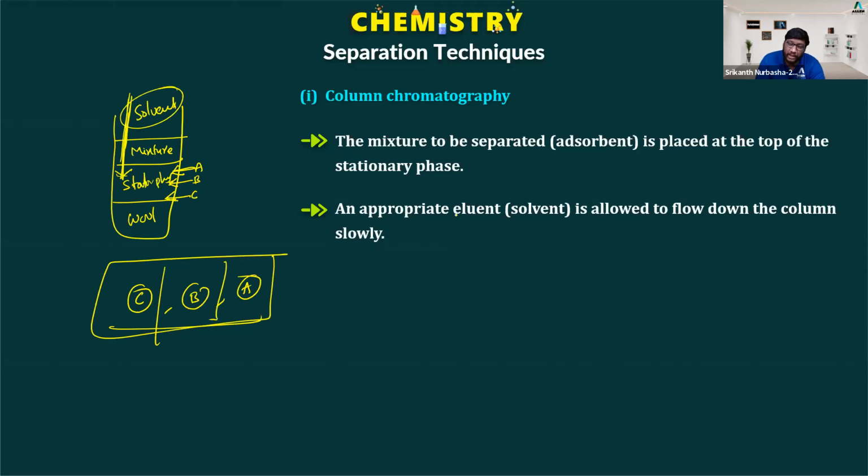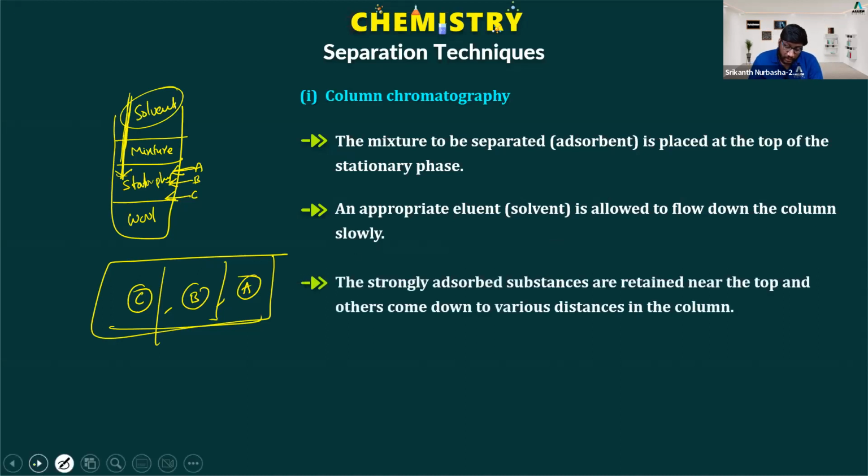An appropriate eluent means something which is a flowing element. The solvent is allowed to flow down the column slowly. The strongly adsorbed substances are retained near the top, which are strongly adsorbed among A and B, C. If a particular compound A is strongly adsorbed, then that will be in the top only, and the substance which is weakly adsorbed, that will come down.